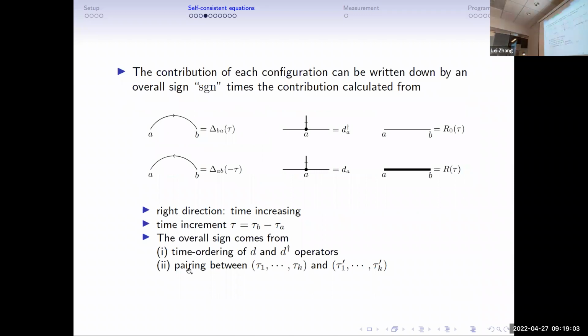And the overall sign comes from 2 places. Place 1 is the time ordering between D and D dagger operators, and the second part is the pairing between tau and tau primes. And I will show you later a very straightforward way to determine this overall sign.